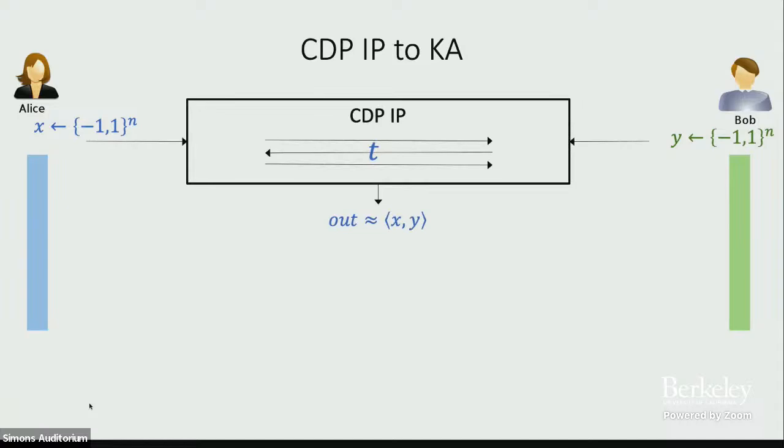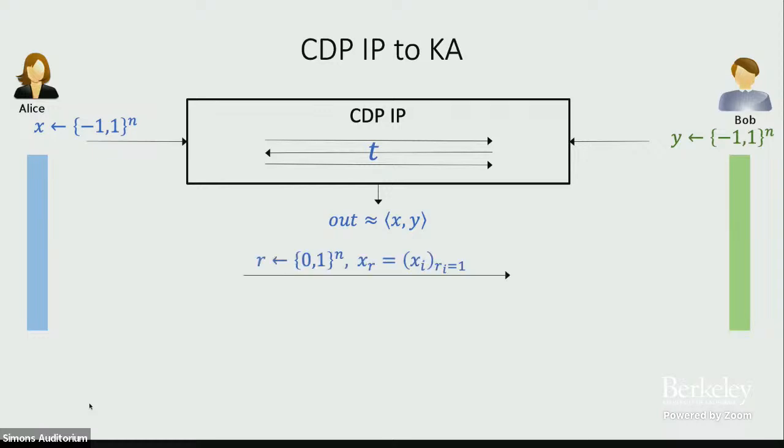In the first step of the protocol, Alice is just going to choose a random input, and Bob is also going to choose a random vector of length m, and they are going to run the inner product protocol in order to get an estimation for the inner product between the vectors. This is the first step.